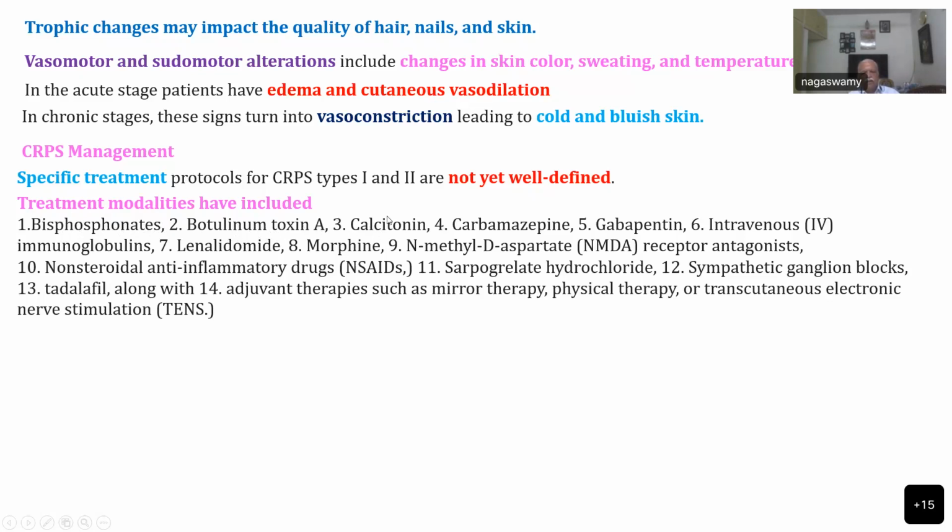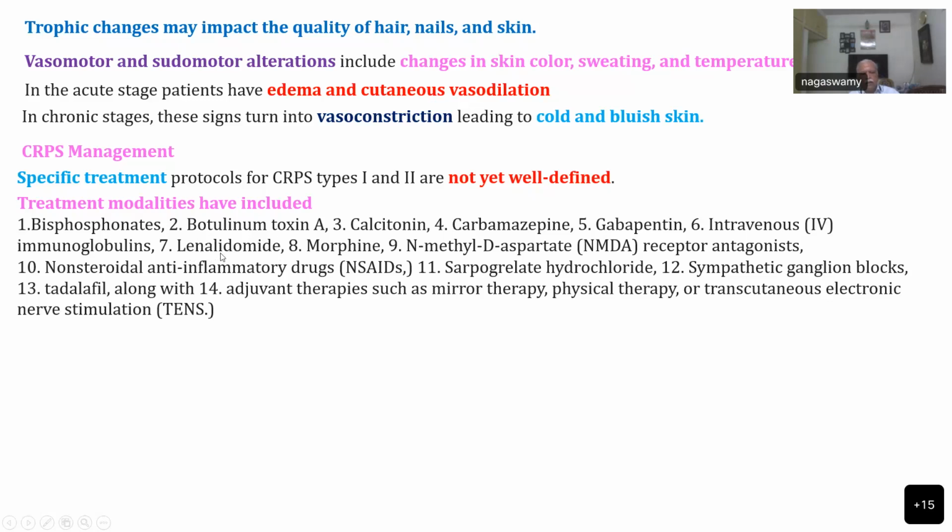Calcitonin again strengthens the bone. Carbamazepine and gabapentin are anticonvulsants, which are normally given for any neuropathic pain. And intravenous immunoglobulins are given to modify the immune nature. They have tried another drug called lenalidomide, which is an analog of thalidomide. Okay? Thalidomide was given in 1935. A lot of babies were born with congenital anomalies. They were called thalidomide babies.